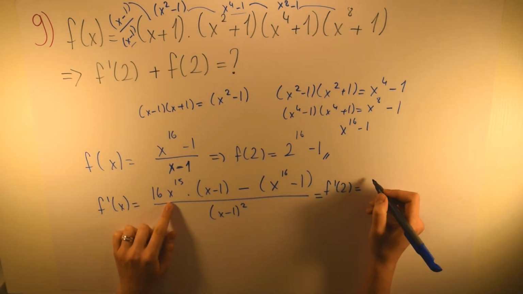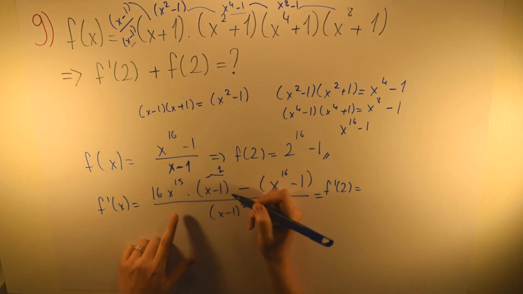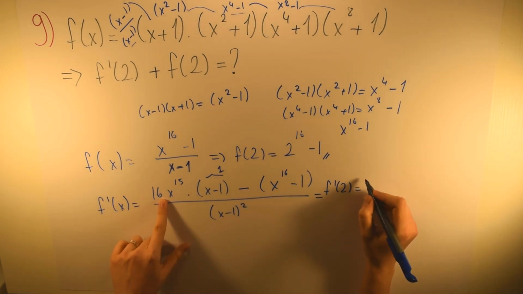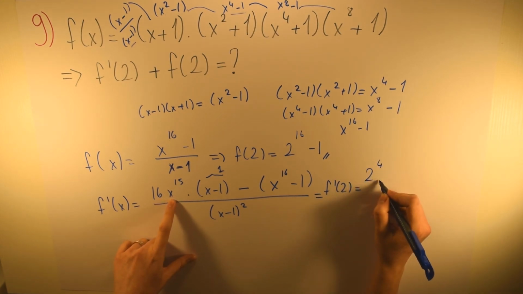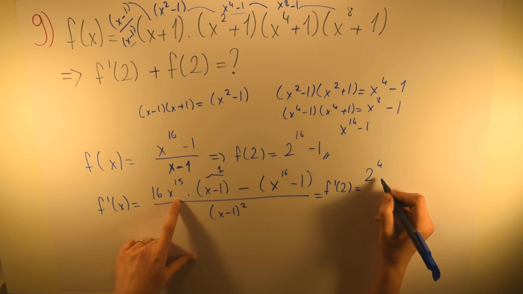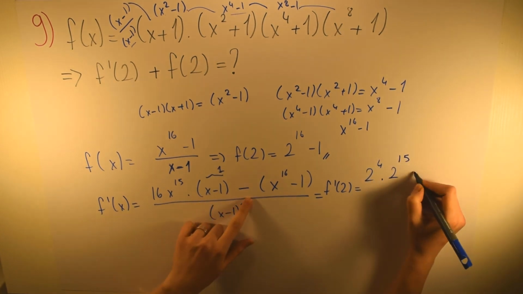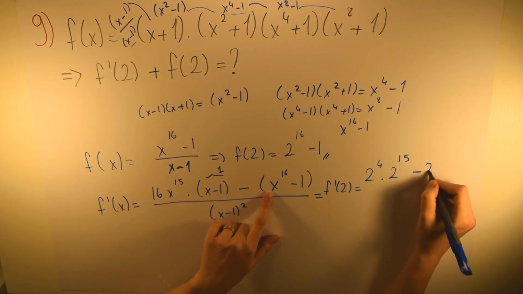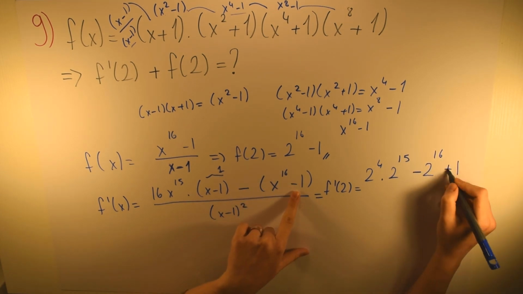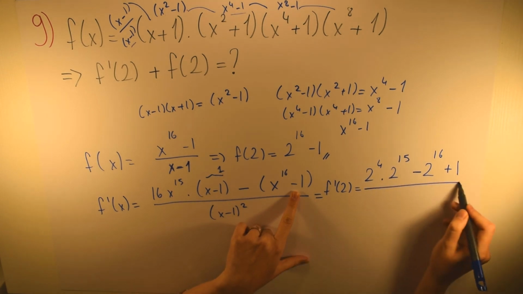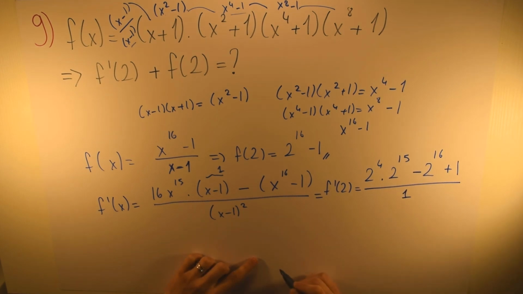When I put 2 instead of x, x minus 1 will be 1. So it's 16, and I can write 2 to the power of 4 instead of 16 here, times, instead of x I will put 2, so it's 2 to the power of 15, minus 2 to the power of 16 minus 1. Minus times minus is plus 1, over 2 minus 1, which is 1, 1 squared, equal to 1.